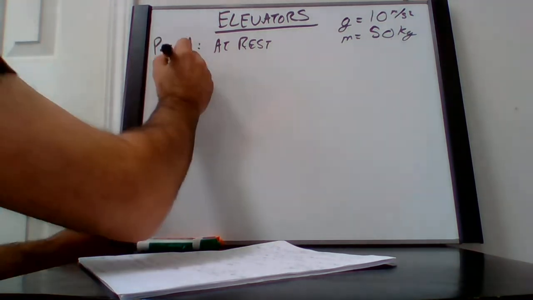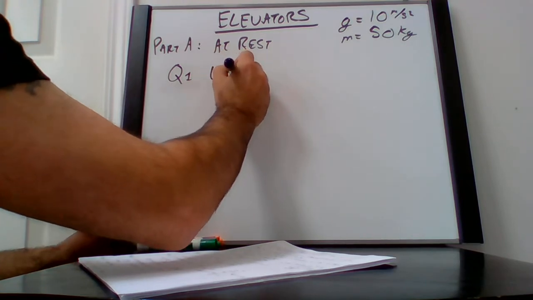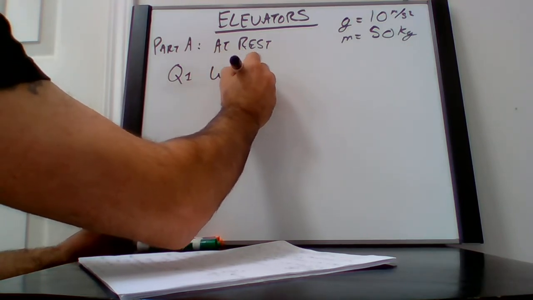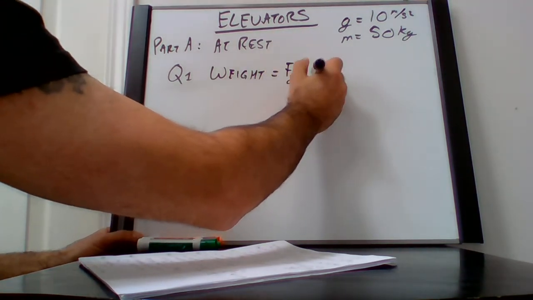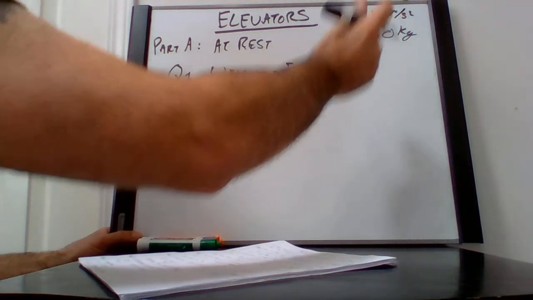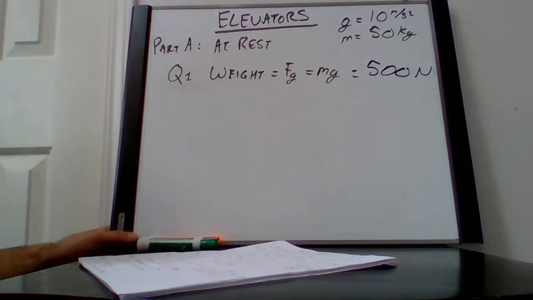So for this one, for Q1, we want to know what our weight is. Well, weight, when we are not moving in an elevator, is just equal to Fg, which is equal to our mg. And so for this one, this is our 500 newtons. Okay.